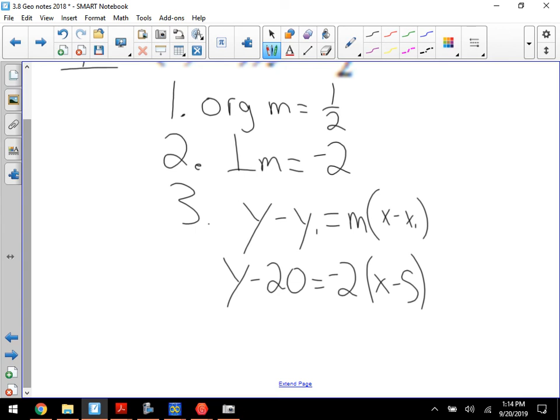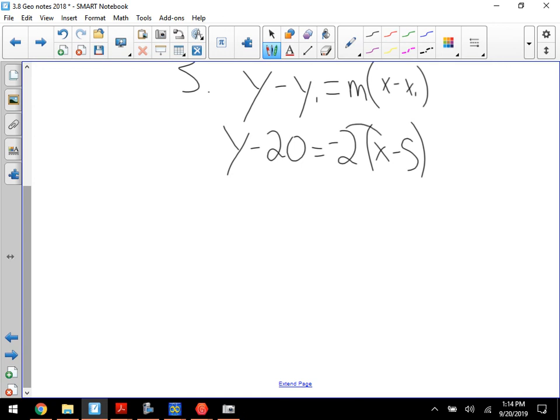Solve for y. Distribute and solve for y. And then we add 20 coming back.